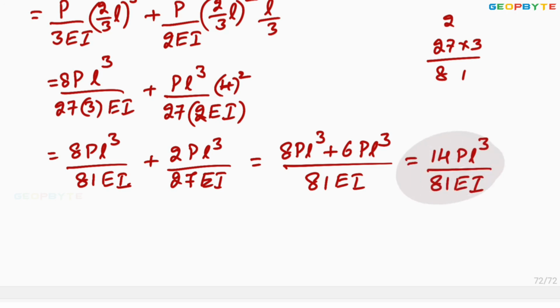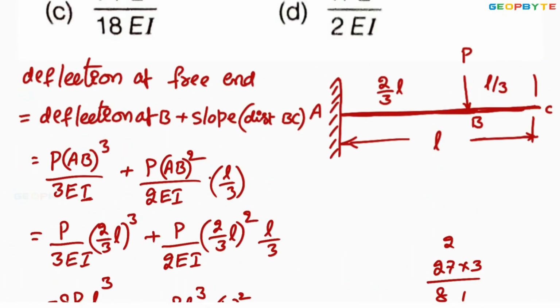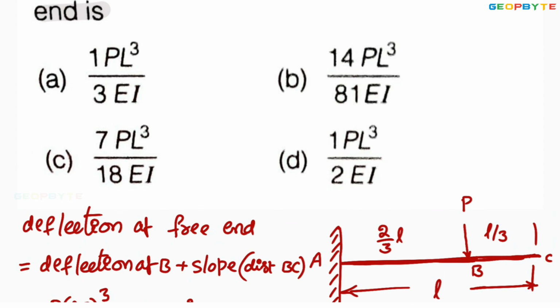That is the deflection which is developed at the free end. I hope you got my point. Now look at the options. Look at option B, 14 PL cube by 81 EI. Therefore, option B is absolutely correct.